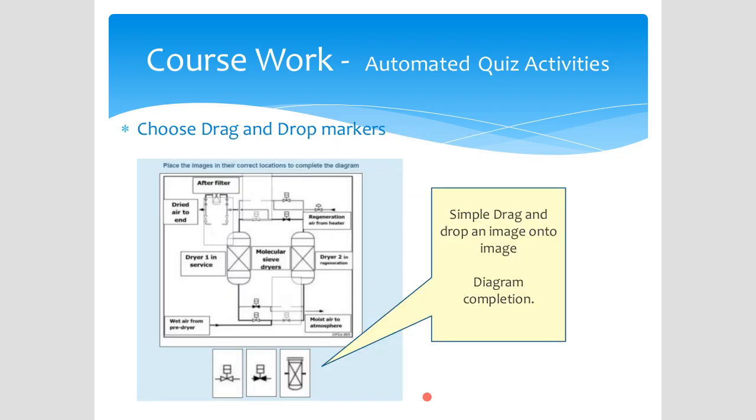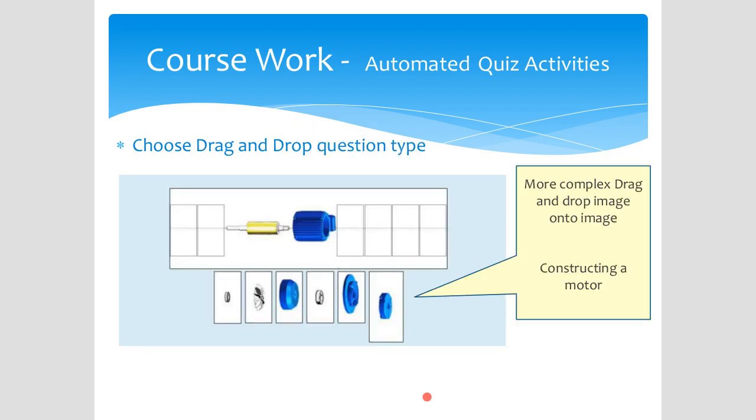And another drag and drop marker. But this is image upon image, so they look at a simple diagram, but they'll take another symbol and have to drag it to its correct location. And here a teacher actually created a motor that had several parts, and the student has to put it together.